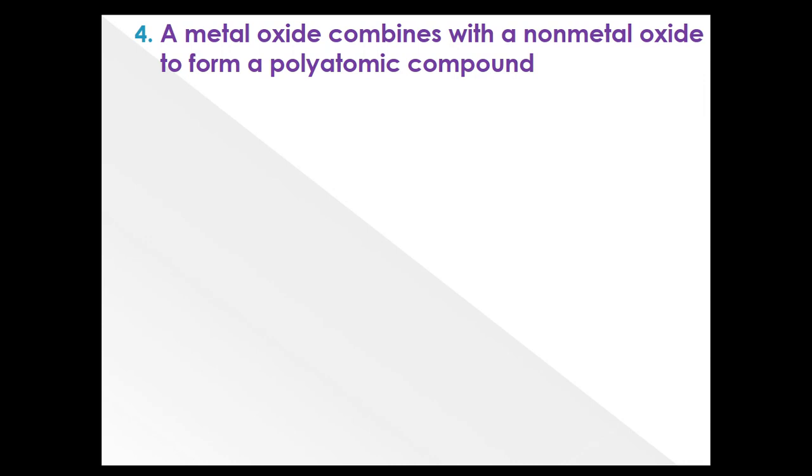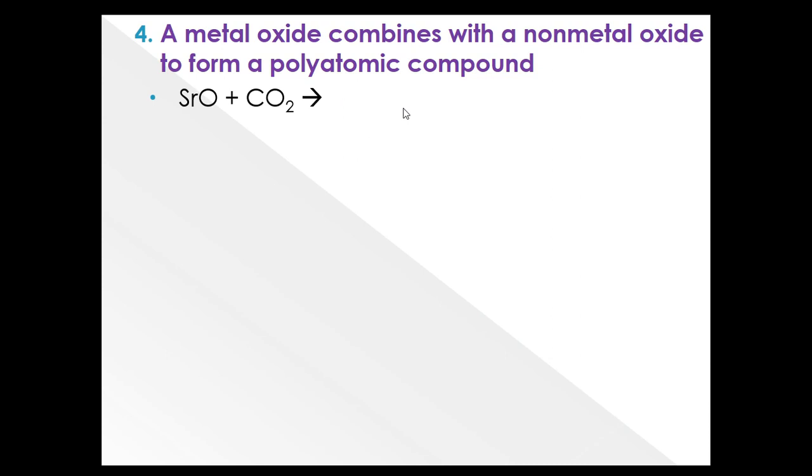All right, rule number 4 says a metal oxide, okay, so just like from rule number 3, it's going to combine with a non-metal oxide, like rule number 2, to form a polyatomic compound, okay? So metal oxide plus non-metal oxide, and we're just going to squish it together and see what we get. So let's try this. Here we have our metal oxide, here we have our non-metal oxide, and we're going to squish it together and see what we get.